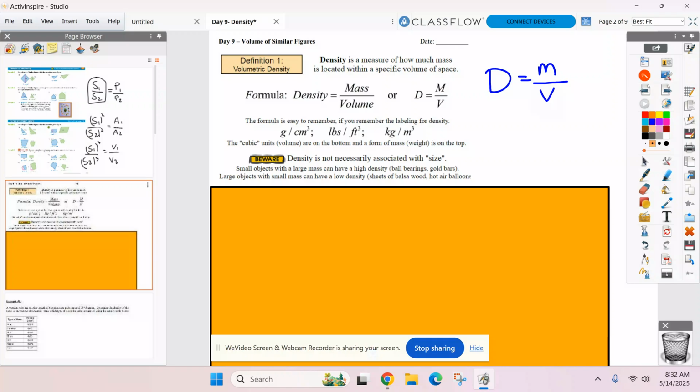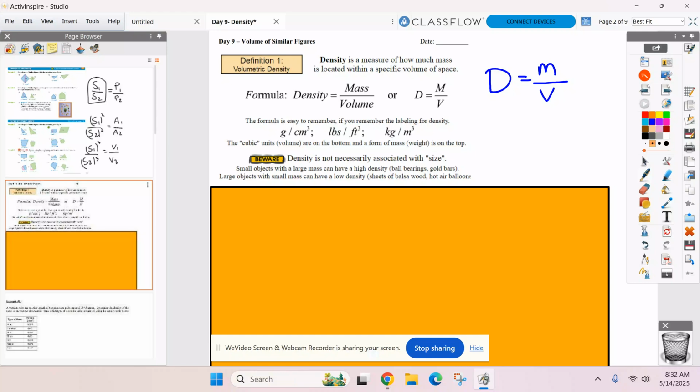Remember doing population density? We challenged each other with the states. How many people or animals can you pack into one spot? Density without the population is the same thing, but now it's weight. How much weight can we pack into a certain spot? So we'll be talking about pounds, ounces, grams, kilograms, anything that deals with mass.